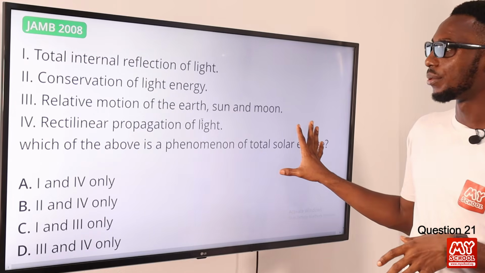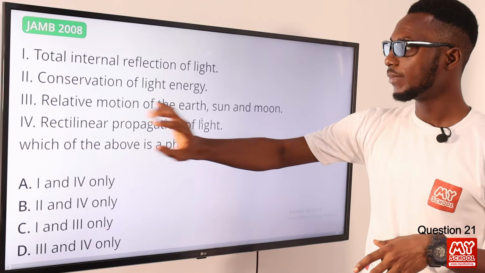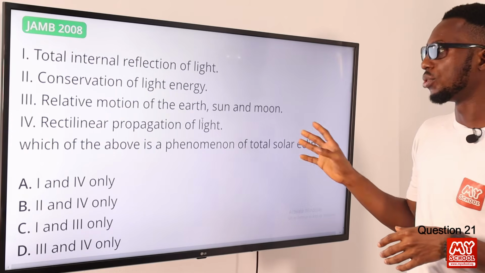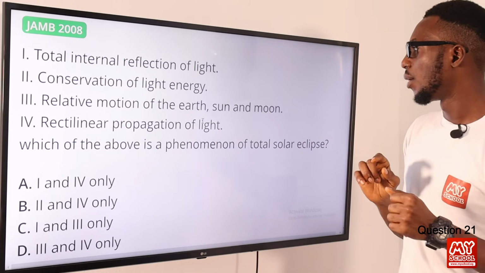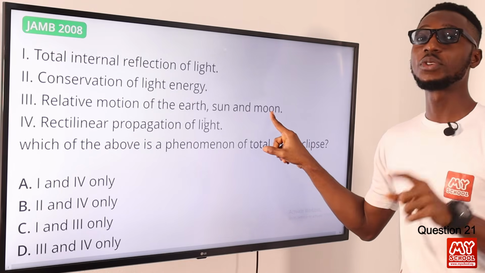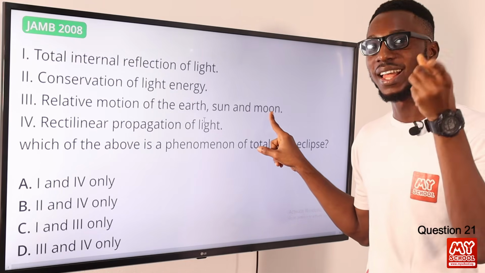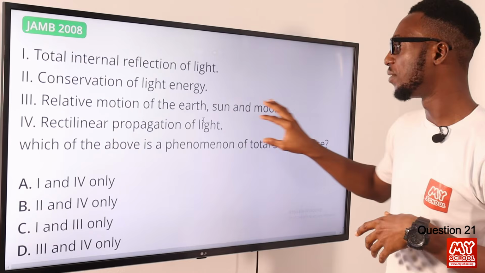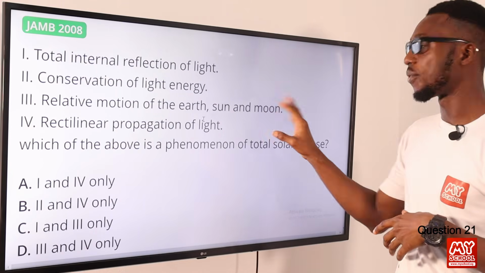Another phenomenon that we can consider is the relative motion of the earth, sun, and moon. If you take note, when the earth comes between the sun and the moon, what you're going to have is a lunar eclipse. So you can see the relative motion of these bodies should account for eclipse.